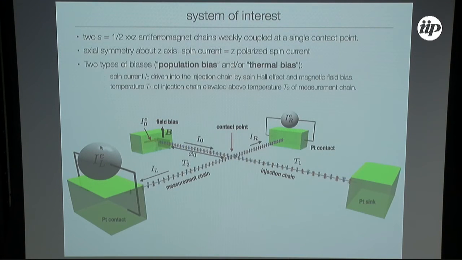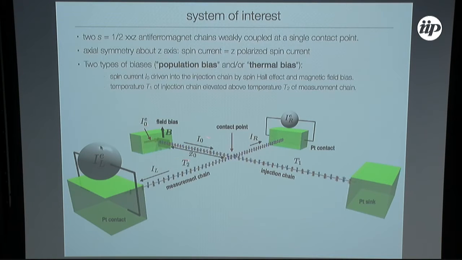Okay, so the system of interest: I have two spin-1/2 XXZ antiferromagnetic chains, which are weakly coupled at a single contact point. One spin chain is the injection chain, and the other is a measurement chain, and there's a coupling here. I'm just going to assume for simplicity it has axial symmetry about the z-axis. So the spin current that I'm talking about is the conserved component of the spin current, which is the z-polarized spin current. And I'm going to consider two types of biases, population bias and thermal bias.